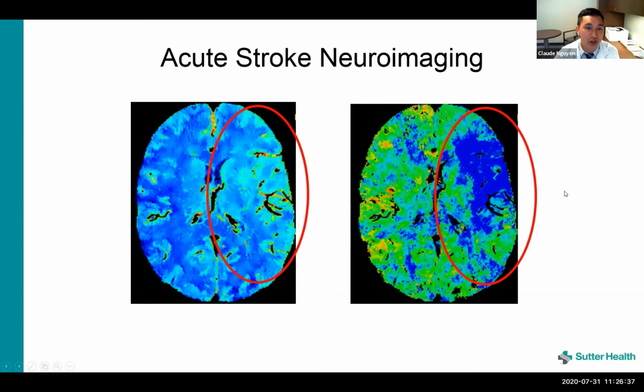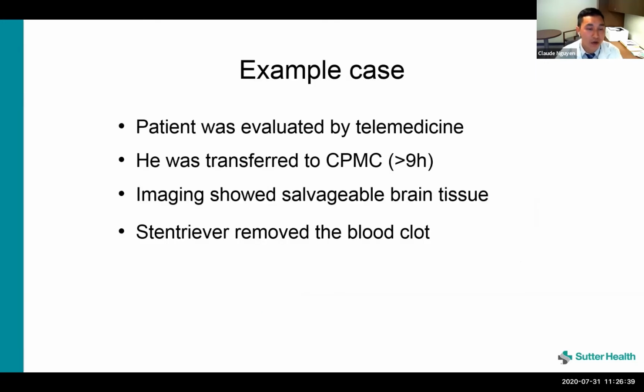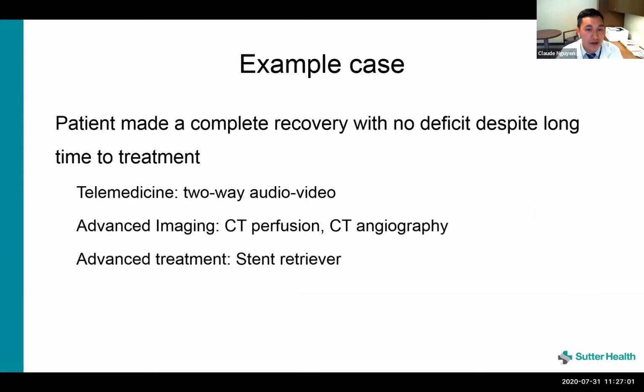And we're able to tell that through CT perfusion. So going back to that example case, we could evaluate that patient through telemedicine to transfer them down to a center like ours here at CPMC for the Stentriever technology to help. And so that hypothetical patient made a complete recovery thanks to telemedicine and thanks to those technologies I mentioned.